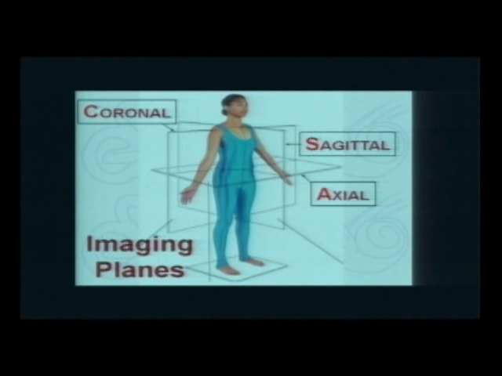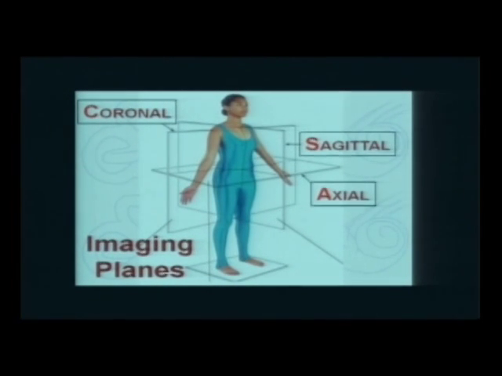So when we say axial cut, we mean the horizontal cut in the human body. And when we say coronal cut, this is a vertical cut along the coronal suture, which is in that way. And when we say sagittal cut, we mean a cut from anterior to posterior. These are the three dimensions of space in the human body.